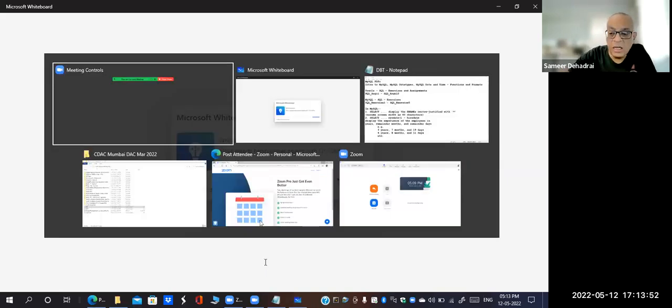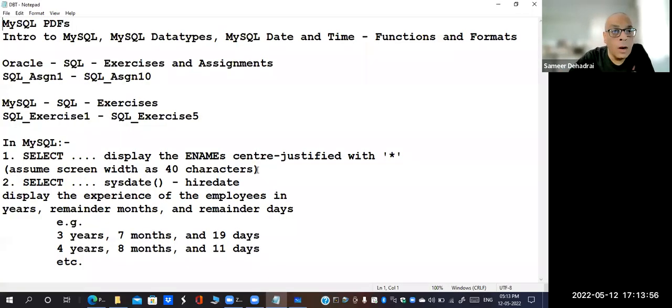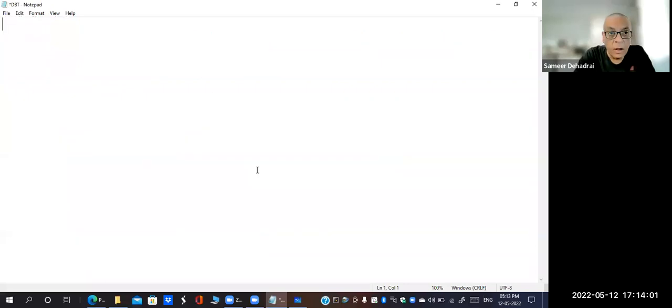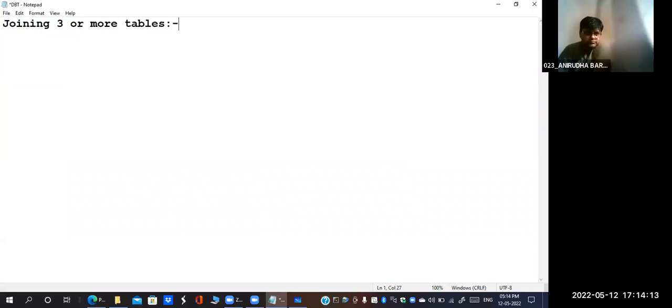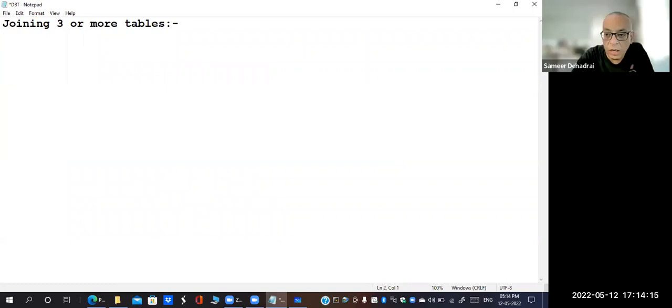So yesterday we saw the different types of joins, but up till now we were joining only 2 tables. But we can join 3, 4, 5, any number of tables. This question had come up yesterday. So let's see how to join 3 or more tables.